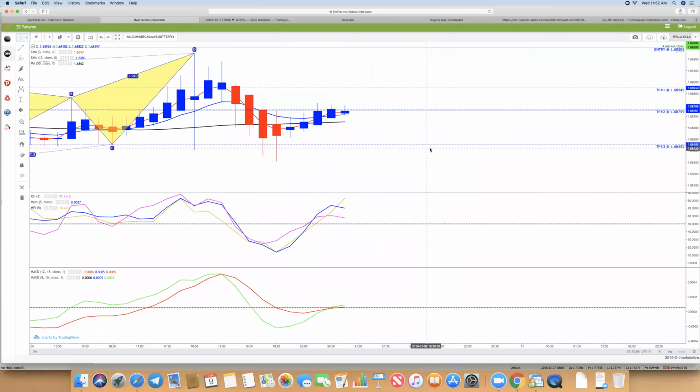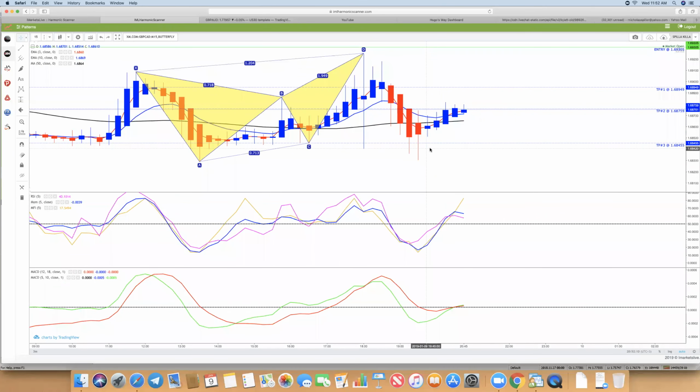All right, now, here's a trade you wouldn't take. How many of y'all see why you would not take this trade right now for a buy if you were entering on this candle or this candle?